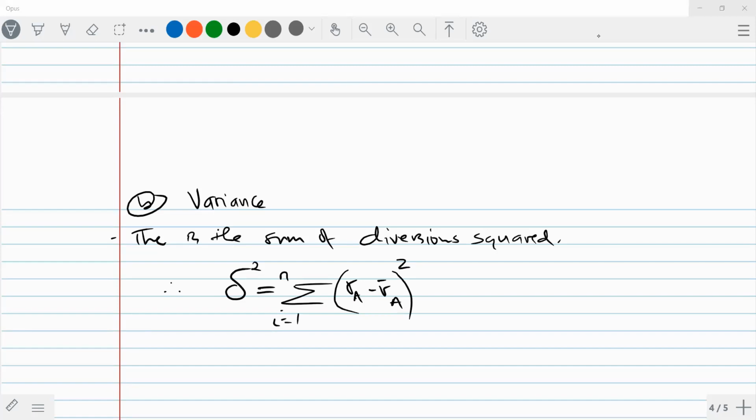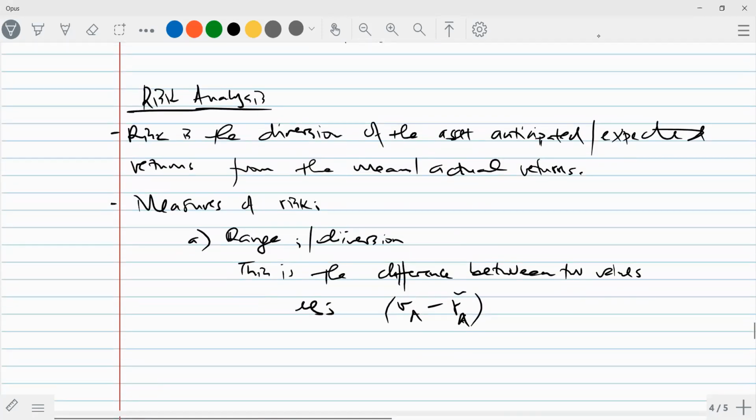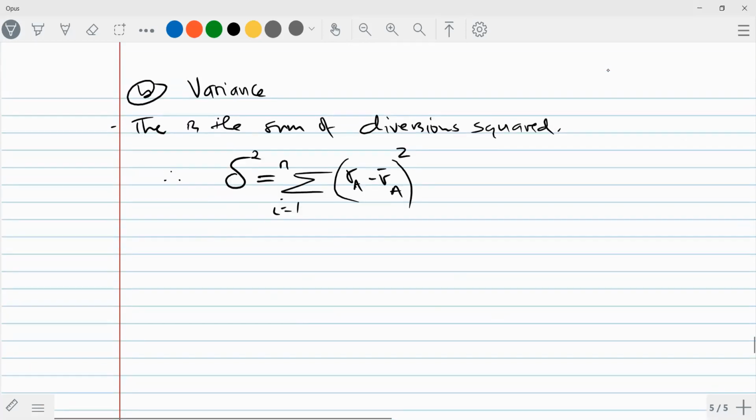Let's go to the previous screen. I hope this is what you mean. Okay, let's proceed. That's how we get the variance. It's simply the sum of deviations squared, and that gives us what we refer to as variance.